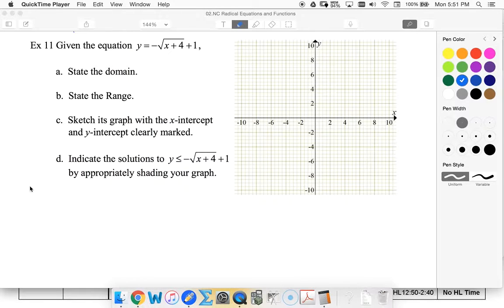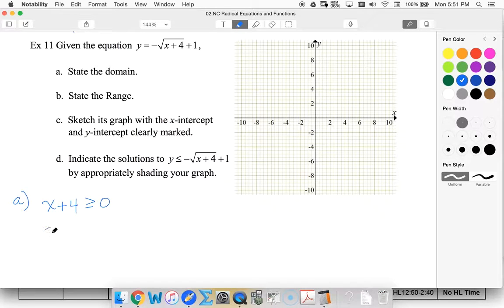Okay, so in this question, we're given an equation, and we're going to start by finding the domain and the range without graphing first. So for the domain, I know that this quantity has to be greater than or equal to 0. So x plus 4 has to be greater than or equal to 0, which means x has to be greater than or equal to -4. So this is going to be the starting point for my function. So I want to know what the y value is there to find my range.